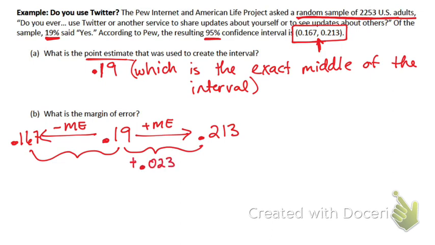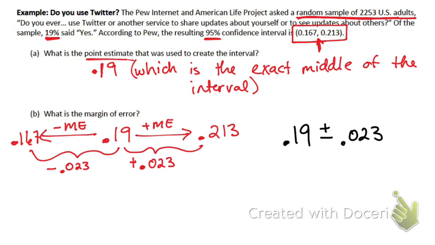0.023. That is how much I had to add to get the high estimate, and that is how much I had to subtract to get the low estimate. Now, I want to show you guys one other notation that could be used. I could say 0.19 plus or minus 0.023. That is just a way to write the interval with the point estimate plus or minus the margin of error. So like right here, that tells you the point estimate and the margin of error already.